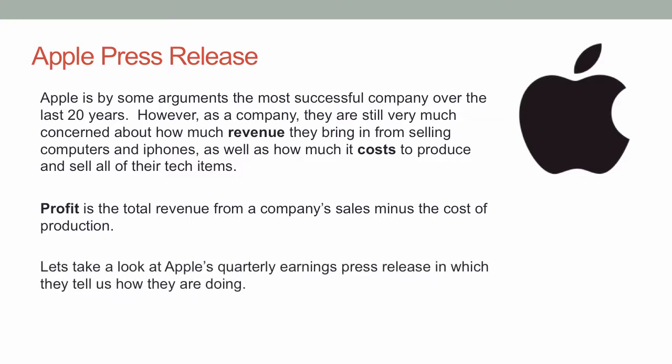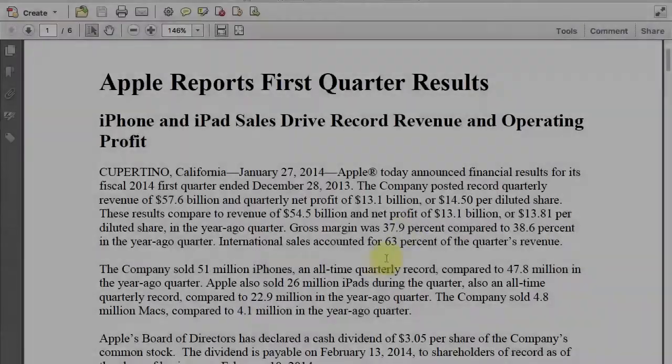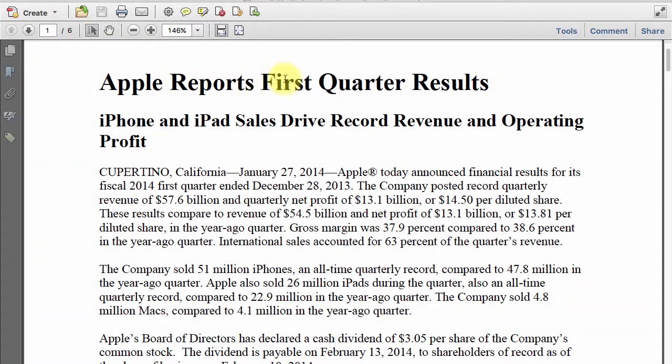Let's take a look at Apple's quarterly earnings press release and just start to dig into some of what they have going on. All right, here we go. So Apple reports first quarter results. What does that mean? Well, this is an article from January 27th, 2014. And when they talk about the first quarter, they're talking about 3 months ending in December 28th. So October, November, December, those 3 months, and looking at what happened in terms of the business over the 3 months. So let's take a look at some notes.